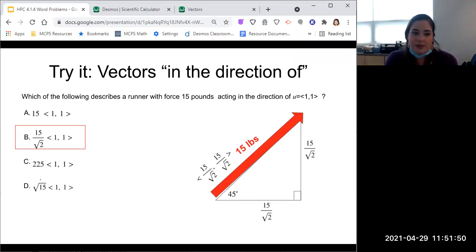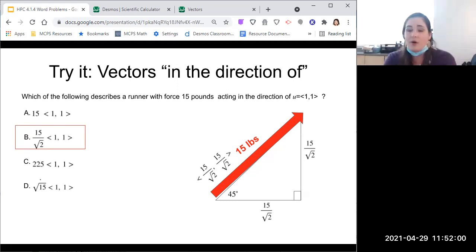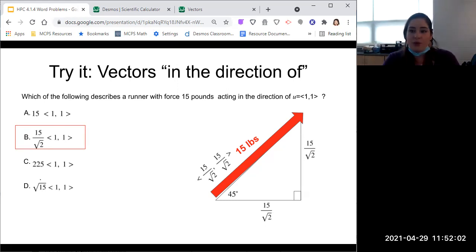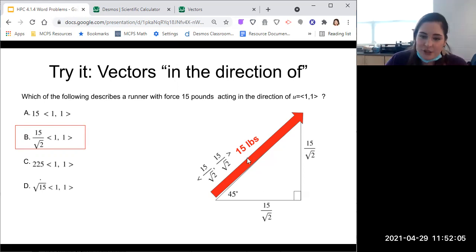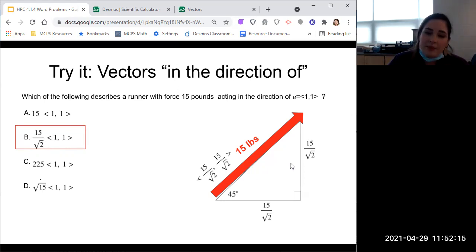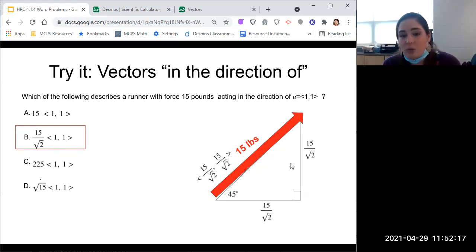All right, so the answer was B, right? We just divide by √2 because it's a 45-45-90 triangle. Everything's positive because we're in quadrant 1, because the point (1, 1) is in quadrant 1. So the component form of this vector with force 15 pounds would be (15/√2, 15/√2), right? But since we only need to write it as a scalar multiple, we can say 15/√2 times the vector in component form (1, 1).